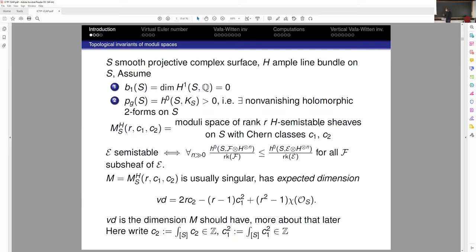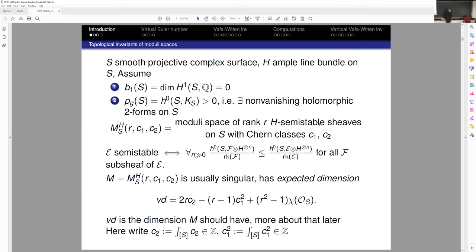And so then we can look at the moduli space of stable sheaves on S with Chern classes c1, c2, so rank r H-semistable sheaves. I have written down the definition of what semistable sheaf means. It means that the subsheaves are not too large, in the sense that they don't have too many sections, even when twisted by a power of an ample line bundle.